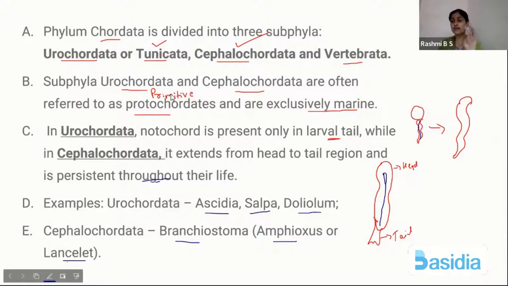So here you need to remember, chordates can be divided into three subphyla, whereas urochordata and cephalochordata are primitive, and you get to see them only in marine habitats. In tunicata, that is urochordata, you get to see notochord only in the tail of the larval stage, and it disappears in the adult. Whereas in cephalochordata, the notochord extends from head to tail and persists throughout life. Is it clear, children?